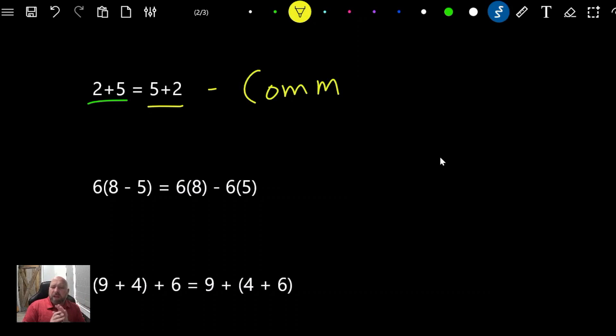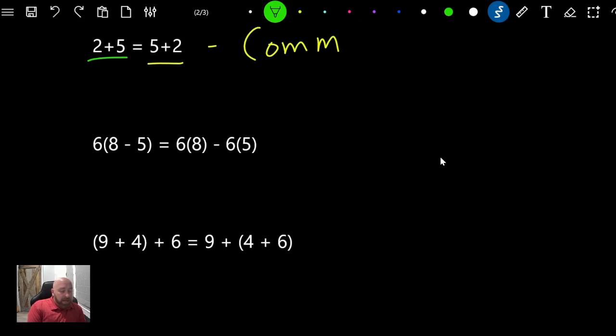Now, you might say, but I thought that was associative where we switch things. Remember, associative is where we're switching groups of things. So we have to have groupings to do associative. In commutative, we're just switching single numbers. All right, so here's the next one.